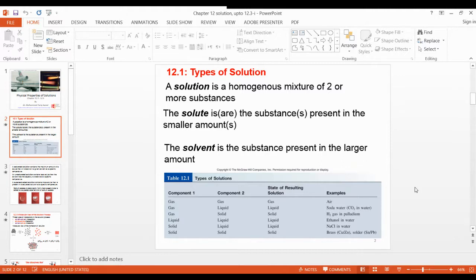Solid and solid. Example, brass, zinc and copper; solders, right? Tin and lead. So if you mix these different solids together, you will mix less or more. One will be small quantity, the other will be large quantity. So that is the solid you will get. So these are the examples of solutions, containing solute and solvent.